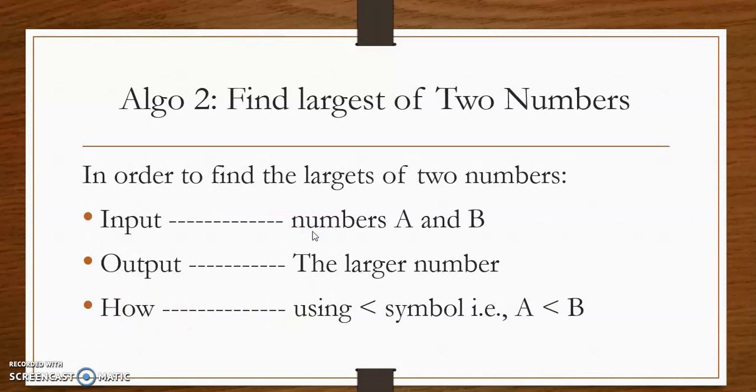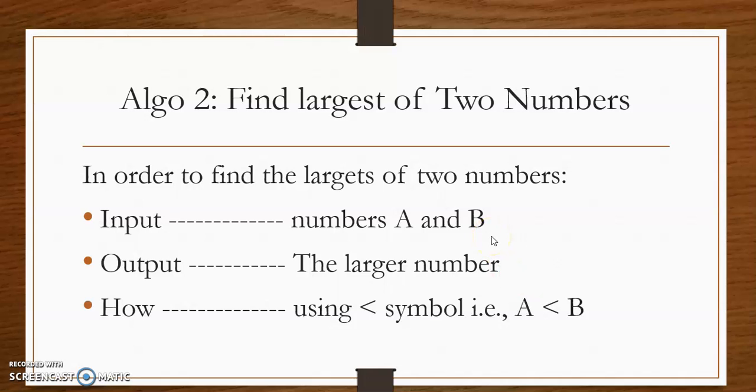Then coming to the second example, to find the largest of two numbers. In order to find the largest of two numbers, we require the input variables A and B, and the output will be the larger number, which can be either A or B. And how do we find out the largest number? Using the less than symbol. So if A is less than B, then B is larger, and if B is less than A, then A is larger.